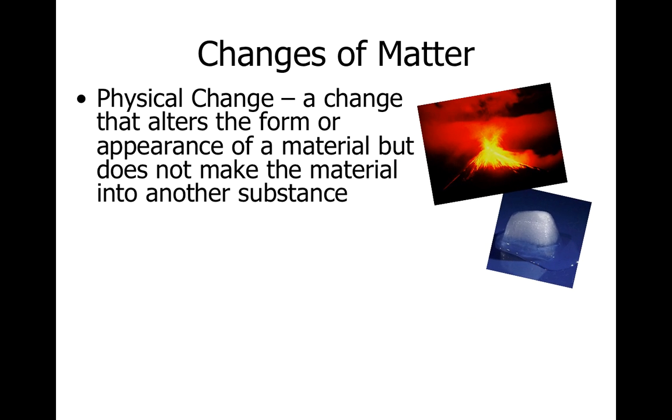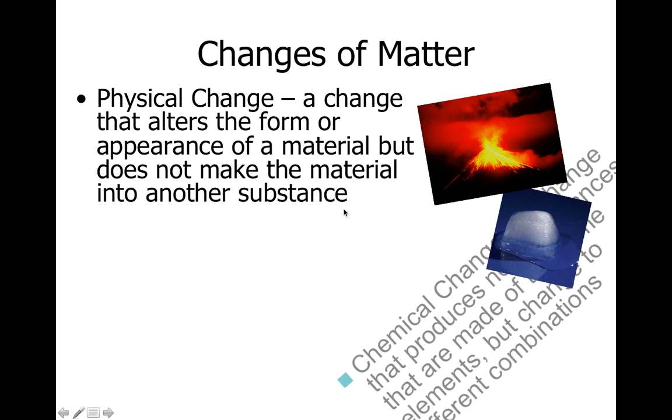A physical change is a change that alters the form or appearance of a material, but does not make the substance into another substance. So for example, we go back to that ice example. The ice is melting, but it's still water. It has just gone through a phase change.